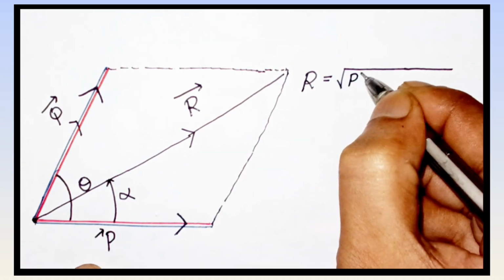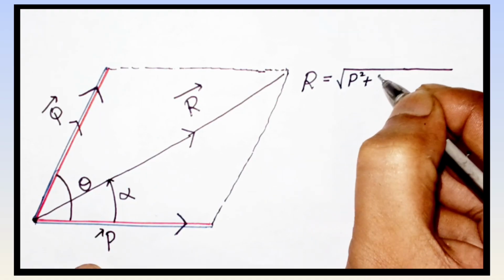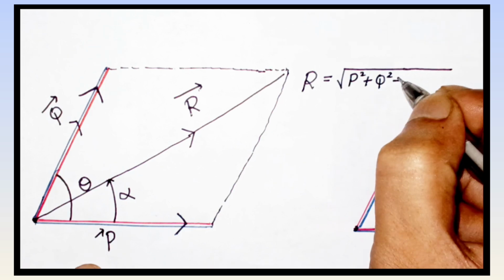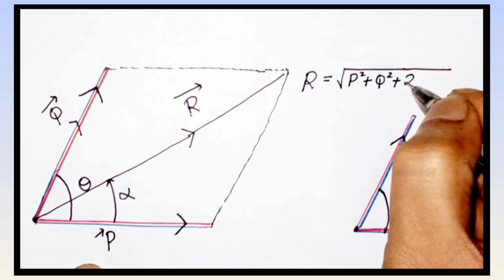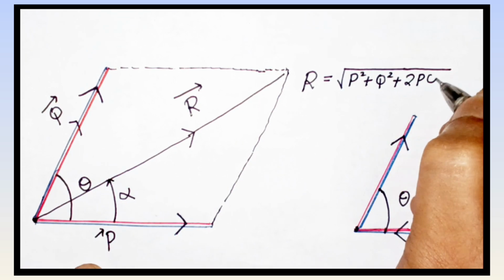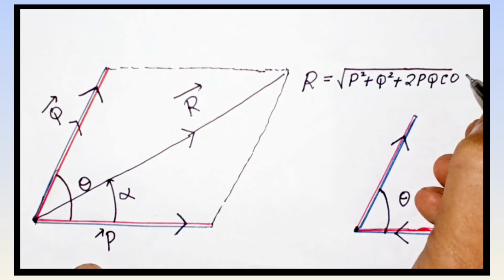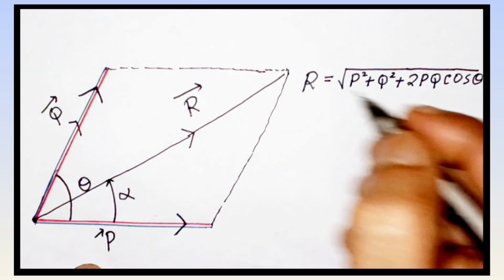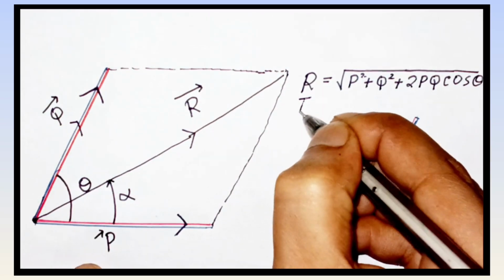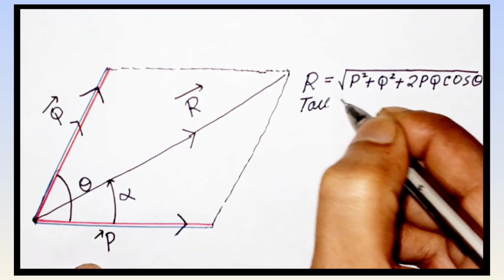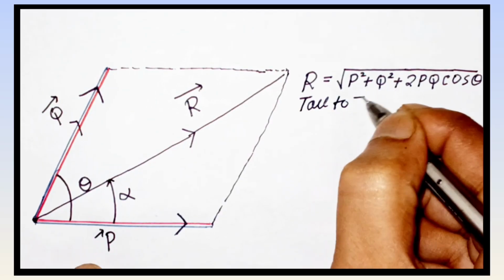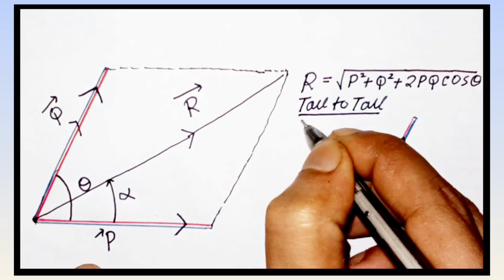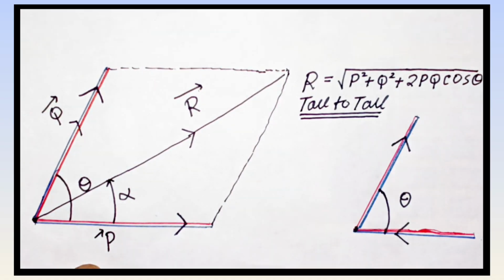The resultant R equals the square root of P squared plus Q squared plus 2PQ cos theta. 2PQ cos theta. In some books, the formula is minus 2PQ cos theta. But remember, this plus form is only for tail to tail and the parallelogram. Let's forget the triangle law or head to tail for now. Now keep in mind tail to tail and the parallelogram law.